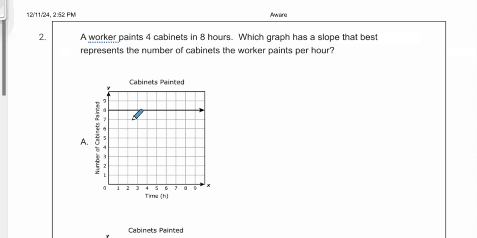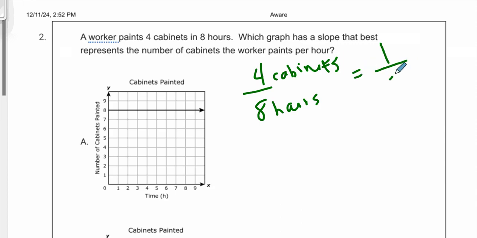Okay, number two, a worker paints 4 cabinets in 8 hours. Which graph has a slope that best represents the number of cabinets the worker paints per hour? So if it's 4 cabinets in 8 hours, I could simplify this to 1 cabinet in 2 hours, or we could say 0.5 cabinets per hour.